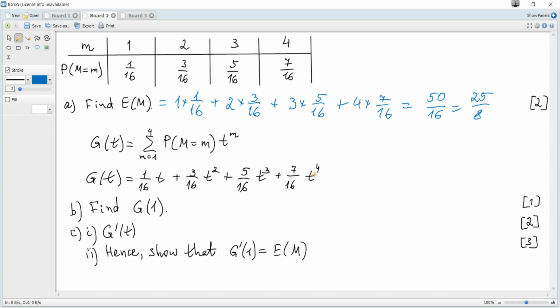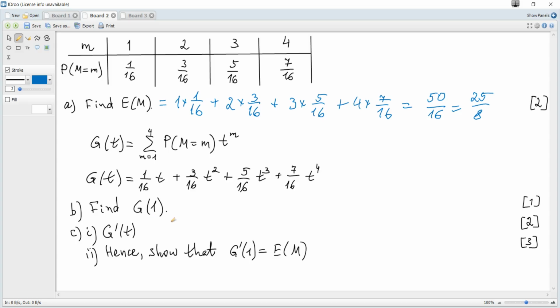An alternative way to represent the probability distribution of m is to use a polynomial function g, where g of t is equal to this. Hence, for the distribution of m, g of t is equal to this. To be more clear how it works, you can see that it's the sum for all possible values of m, probability multiplied by t to the power of m. So it's 1 over 16 times t to the power of 1 plus 3 over 16 times t to the power of 2 plus 5 over 16 times t to the power of 3 plus 7 over 16 times t to the power of 4.